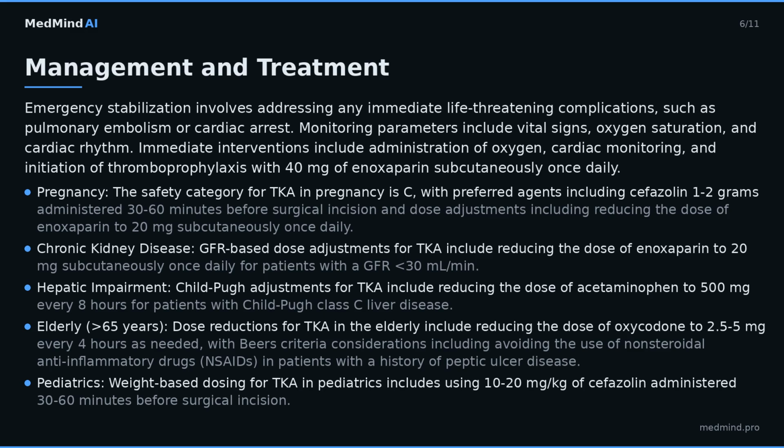Elderly. Greater than 65 years dose reductions for TKA in the elderly include reducing the dose of oxycodone to 2.5 to 5 mg every 4 hours as needed, with Beers criteria considerations including avoiding the use of nonsteroidal anti-inflammatory drugs, NSAIDs, in patients with a history of peptic ulcer disease.